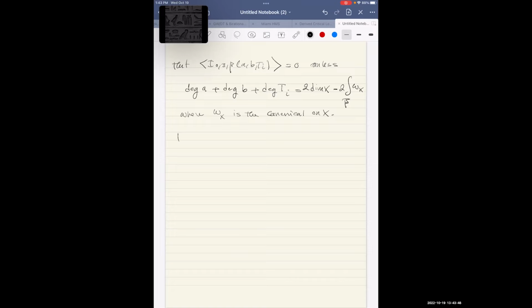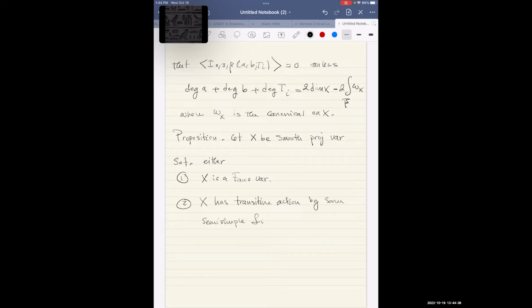Okay, here's a proposition. Let X be a smooth projective variety such that either, number one, X is a Fano variety, or number two, X has a transitive action by some semi-simple Lie group.